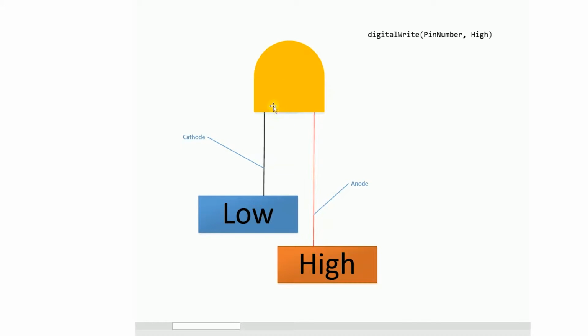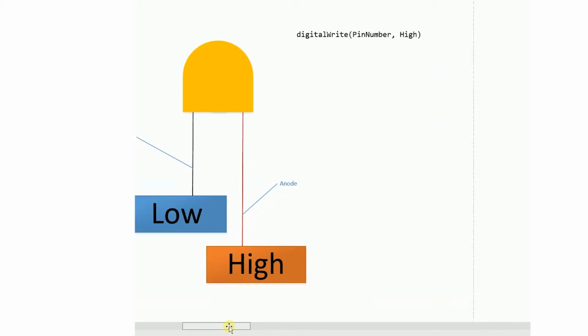In order to make it light up, the cathode or ground pin needs to be set to low, and the anode pin, or as I like to call it, power pin, needs to be set to high. And we can do this by using the function digitalWrite, putting in the pin number that the pins are connected to, and either high or low as the second argument.